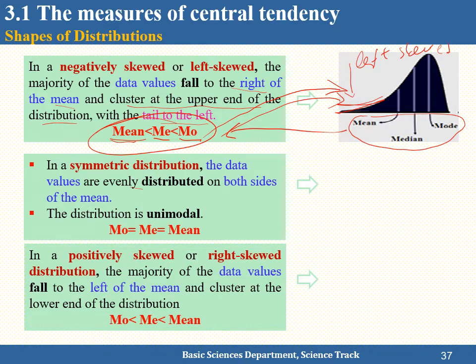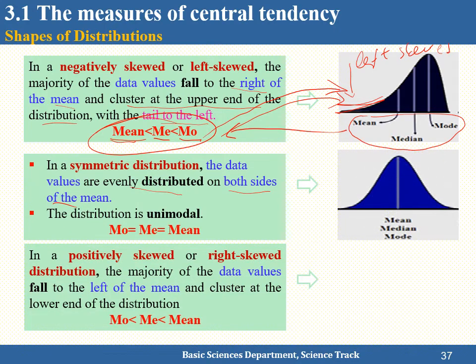In a symmetric distribution, the data values are evenly distributed on both sides of the mean. In this case, we will have such a graph, and this type of graph we sometimes call a symmetric graph or symmetric distribution. Here the characteristic is that the mean, median, and mode are the same.